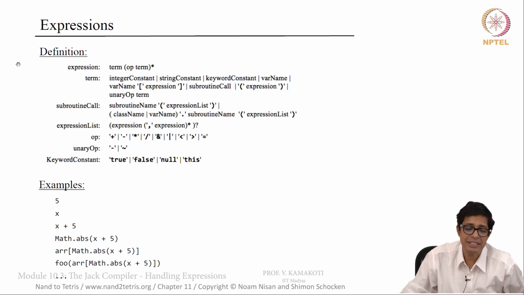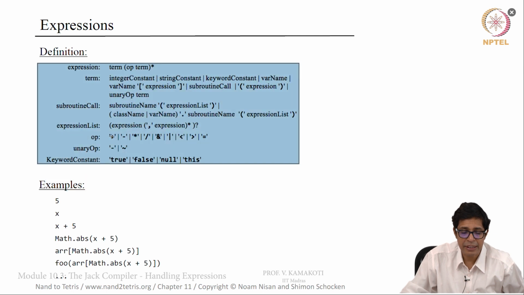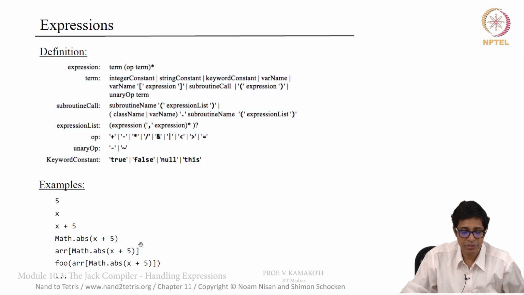The expression list is an expression which has a term followed by an op followed by a term, and that term is var name identifier x. This op is plus, as you see here, op can be anything, and the next term is an integer constant which is 5. Okay.